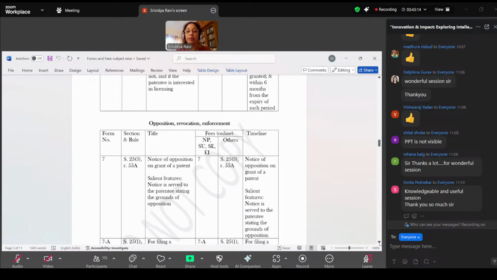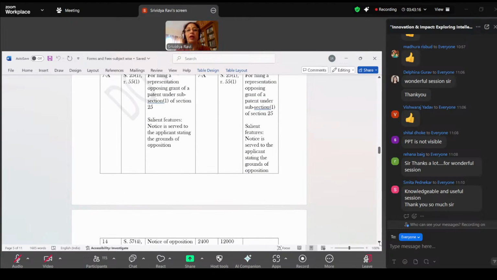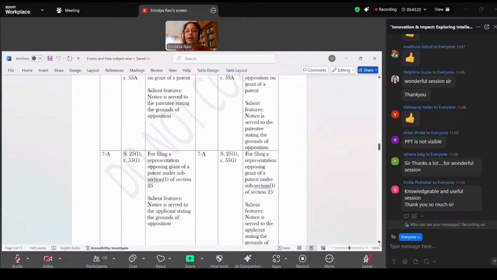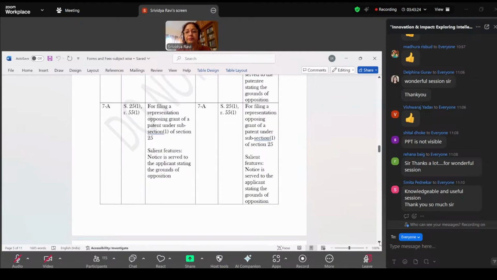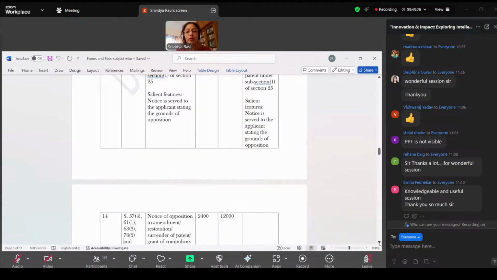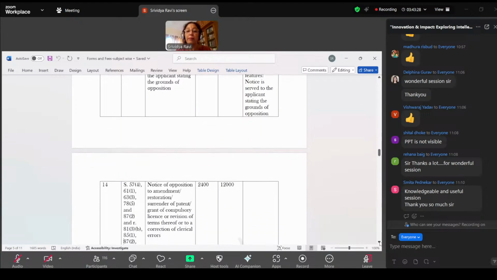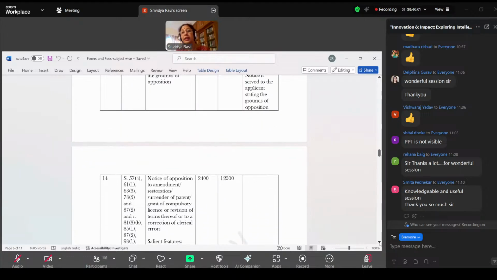So if you want to file an opposition, it's form 7. Okay, the representation is in form 7. The opposition is actually filed in form 7A. Okay, then if you want to give a notice for the amendment or restoration or surrender of a patent, then you use form 40.